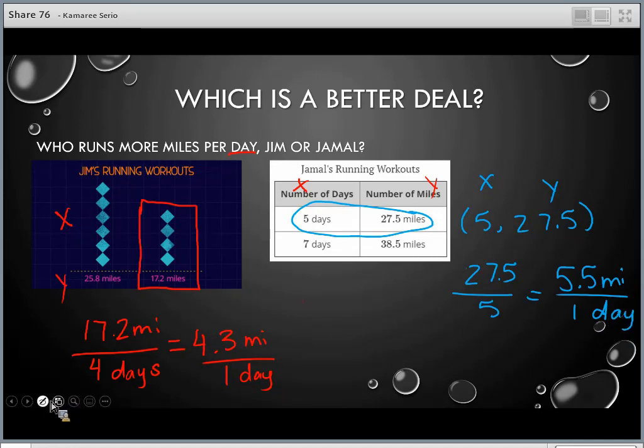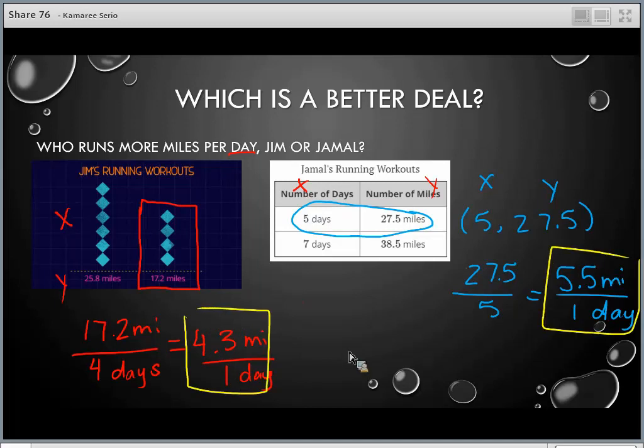So if I'm comparing the data to see who runs more miles, Jim runs 4.3 and Jamal runs 5.5. So that means that Jamal runs more miles per day.